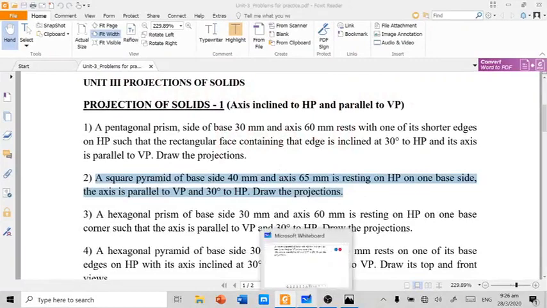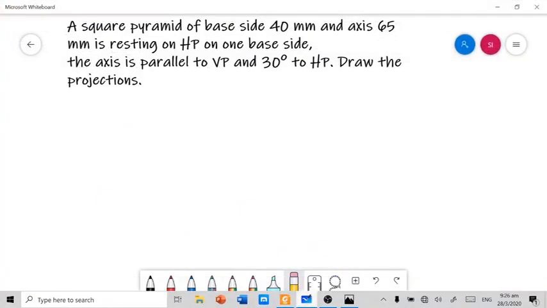If possible, please write the problem on paper. This is the problem: a square pyramid of base side 40 mm and axis 65 mm is resting on HP on one base side. The axis is parallel to VP and 30 degrees to HP. Draw the projections.